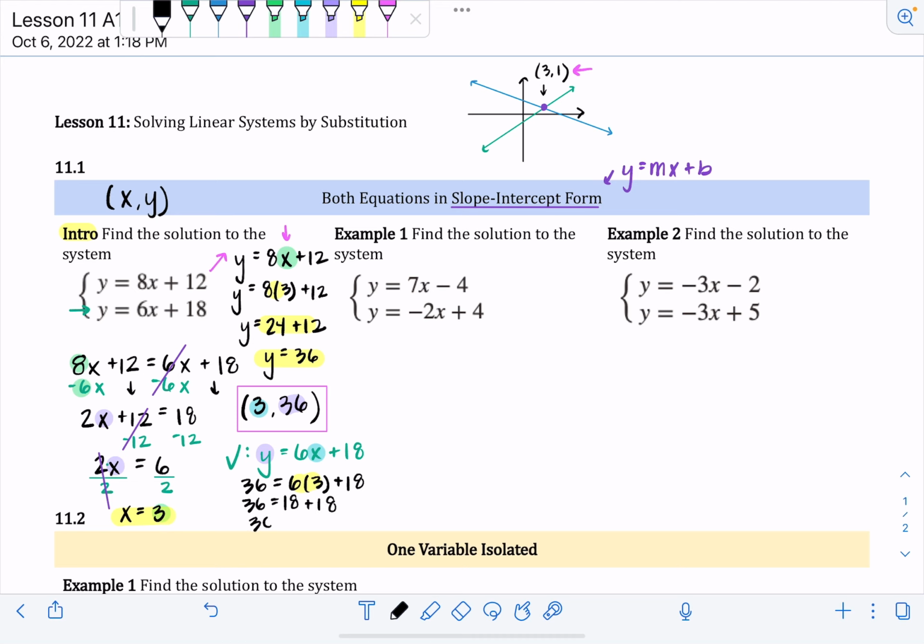And then I have 36. And then equals 18 plus 18, which is also 36. So I made the equation true. I got the same answer, or the same number, on both sides of the equal sign.